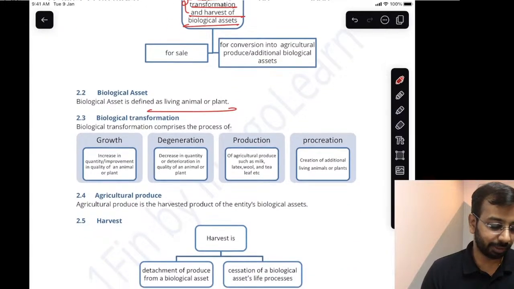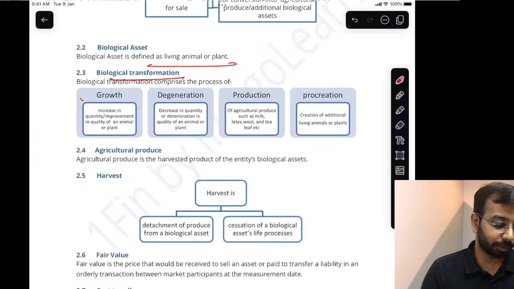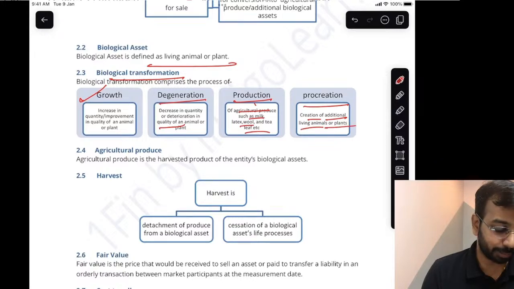Biological asset, as we said, is a living animal or plant. What is biological transformation? Growth. So it will increase the quantity, right? So there is growth, then degeneration, decrease. So there would also be degeneration. Production of agricultural produce like milk, wool, etc. And procreation, creation of additional living animals or plants.